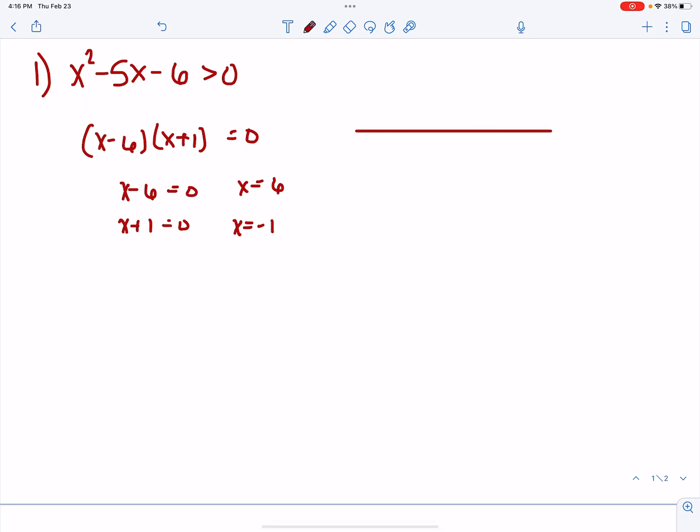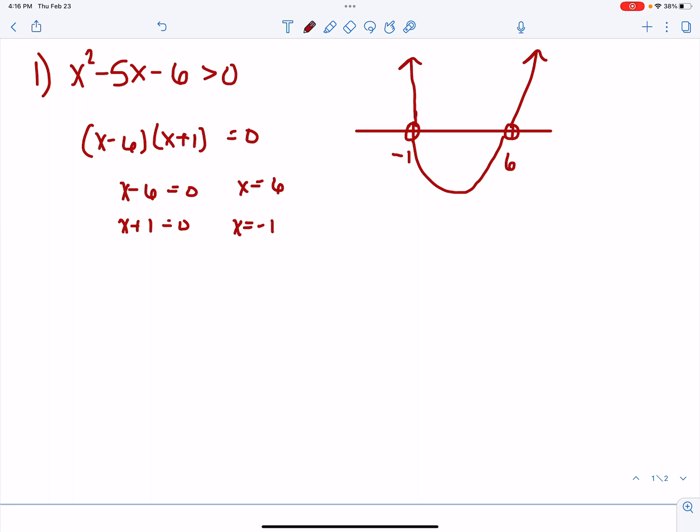I'm going to plot them on a number line, and you'll see this number line in your packet. Because you have a greater than symbol, you are going to have an open circle at negative 1, and you're going to have an open circle at 6. And because it is a quadratic function that is easy to graph, you can go ahead and just sketch this like that.